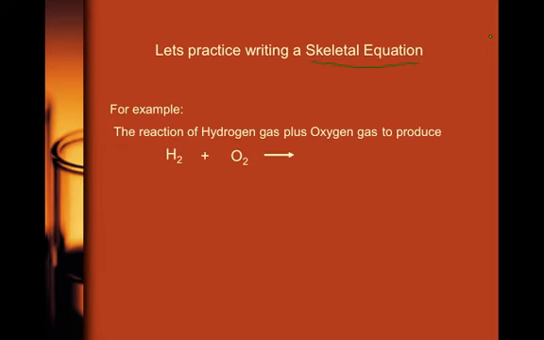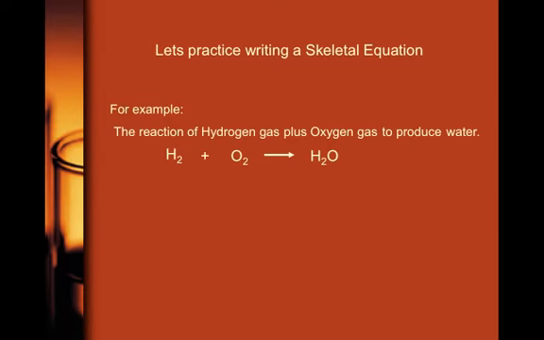It's going to produce, so that's our arrow. So these are our before. We have these two things beforehand, and then after they react, we produce something new, and we're going to produce water in this case. And we all know the formula for water, which is H2O. And so that is a skeleton equation for the sentence.